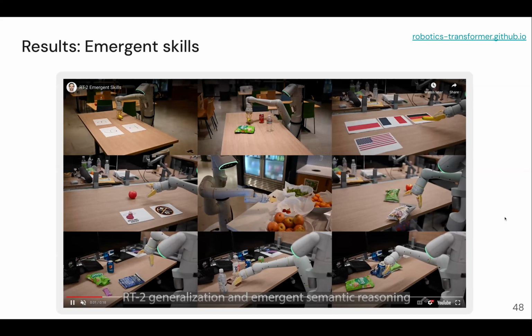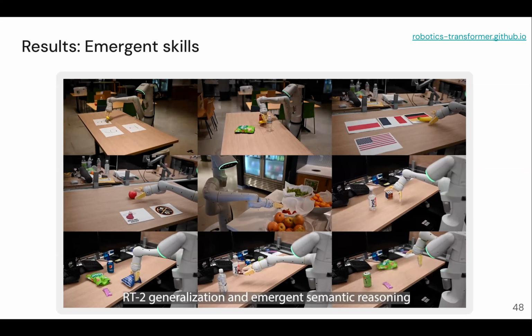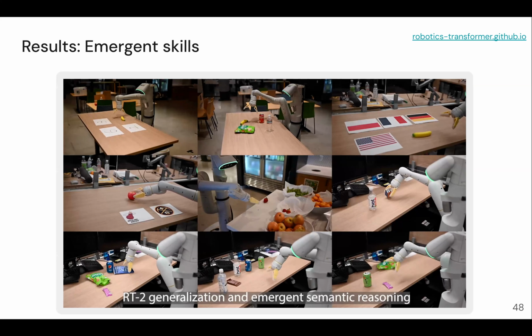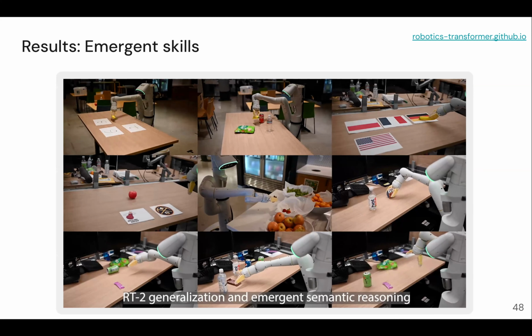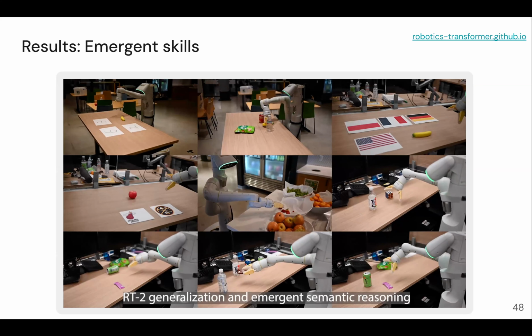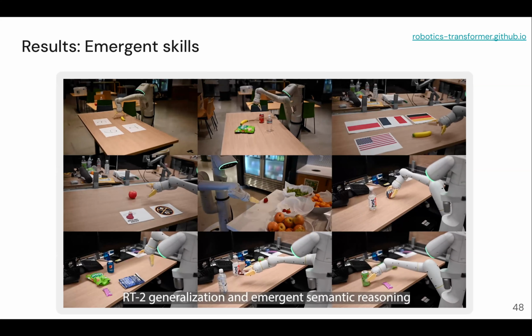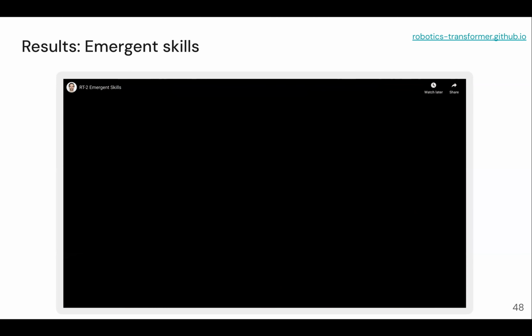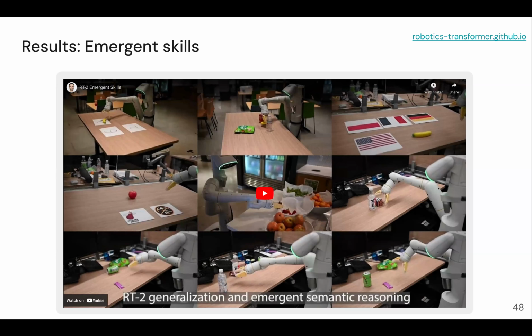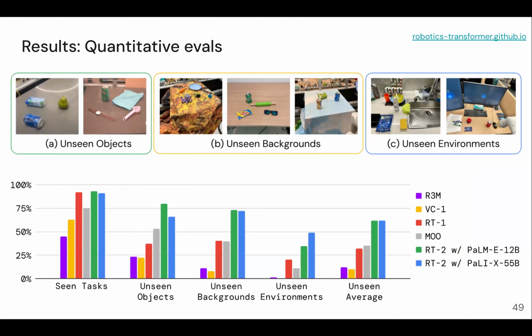Some of the skills you can see here: the one in the middle, I think, is put the strawberry where it belongs. So it has to understand that it goes with the other strawberries. Move the banana to the German flag, or I think the top left one actually has some math in it: move the banana to 2 + 1. So it's really connecting this language reasoning directly down to actions.